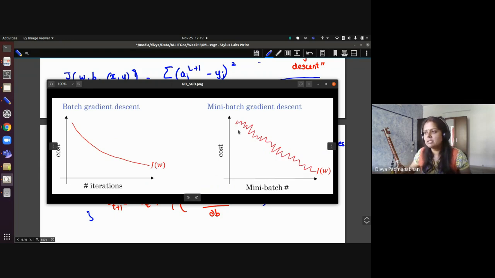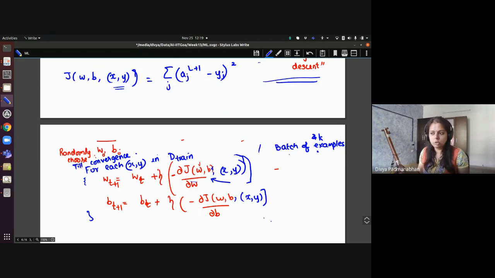What can happen is, sometimes you improve, sometimes you get worse, and so on. But the general trend is towards a decrease. Okay, and finally it converges. So in some sense, it's actually found to be faster. It performs well in practice. So that's why people go with this.